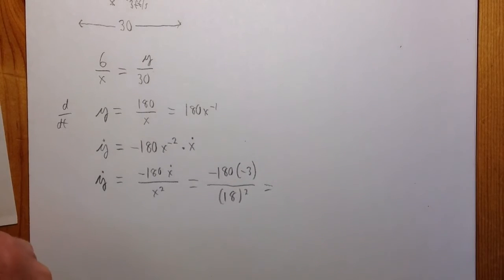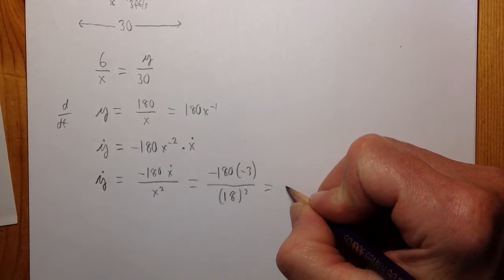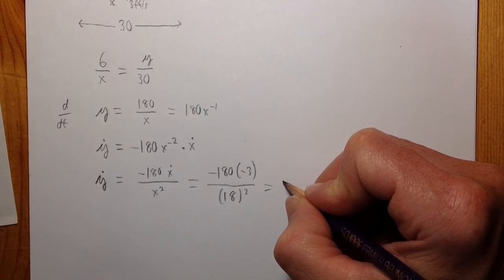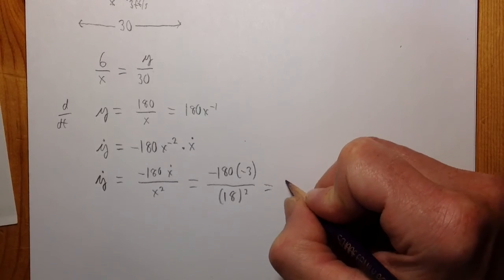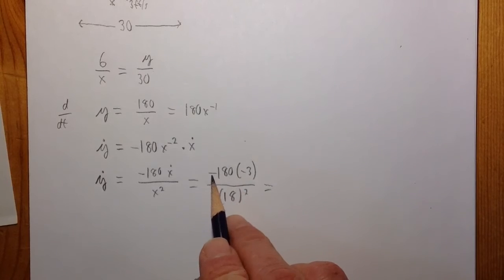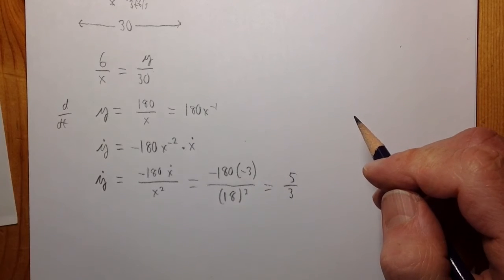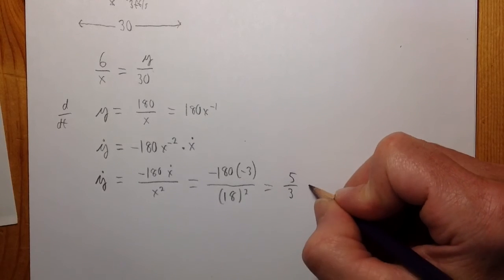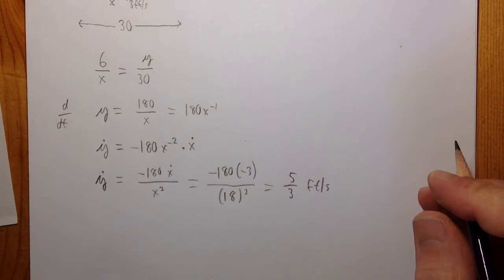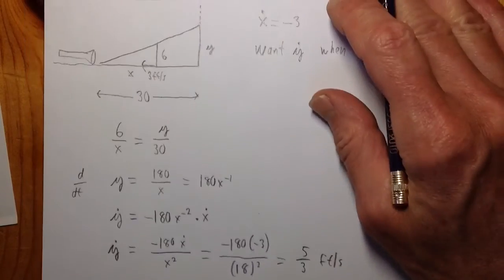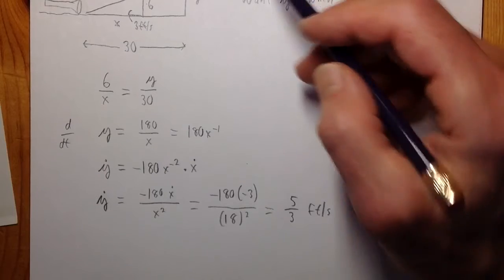Is that going to work out nice? Not sure. So 180 times 3 divided by 18, I get 1.666666, which is 1 2/3. 1 2/3 is 5/3. And it's positive, right? Because the negatives cancel. So it's 5/3, and our units again are feet per second. And we know we wanted a positive number, which we got. So the shadow is increasing at 5/3 or 1.666, whatever, feet per second.